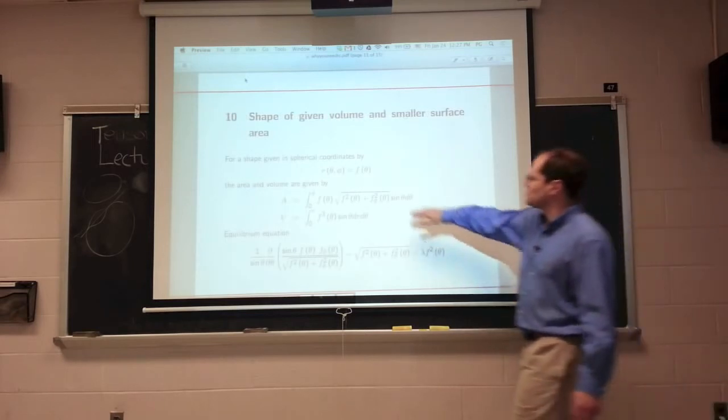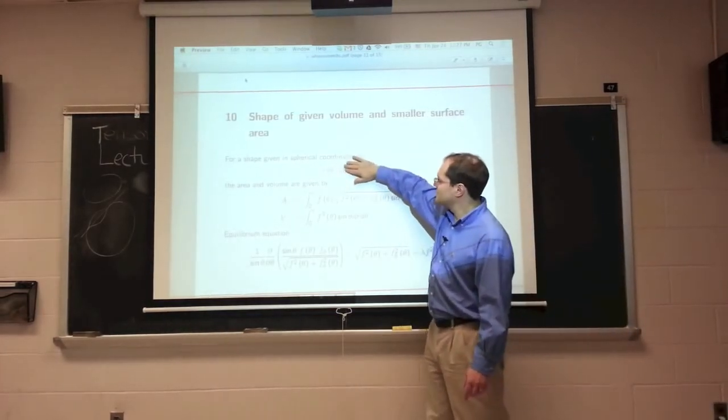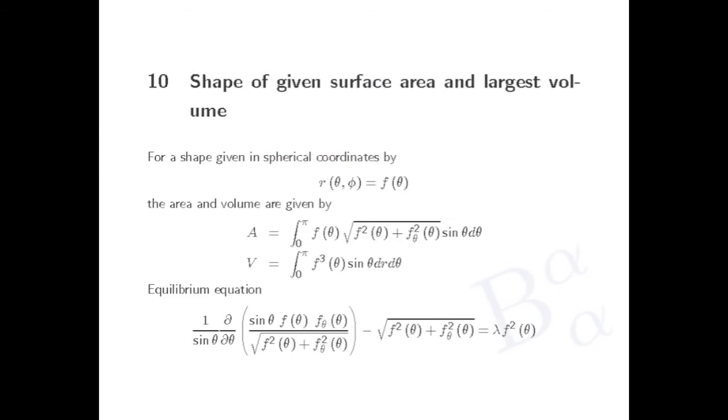You go to polar coordinates, where the radius is a function of theta and phi. And I'm considering this tremendous simplification that it doesn't even depend on phi. It would not have fit on the slide if I also allowed it to be a function of phi. So I'm only considering axially symmetric shapes. So once again, shapes of revolution.